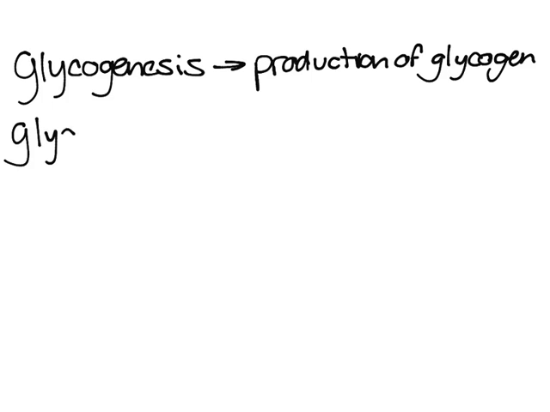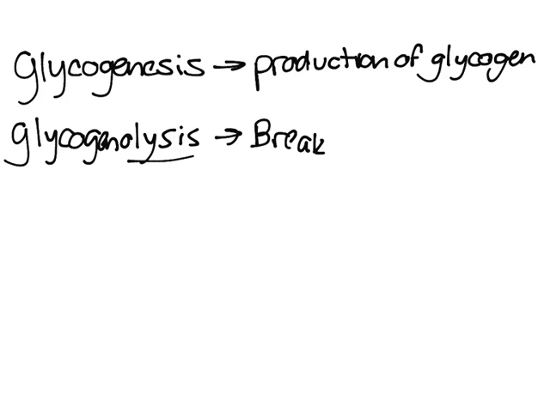Glycogenolysis is, lyse means break down, so breakdown of glycogen. And just so we're on the same page, glycogen is essentially a way that humans and organisms can store. It's a storage form of carbs. It's essentially, imagine starch in plant is like glycogen in humans.